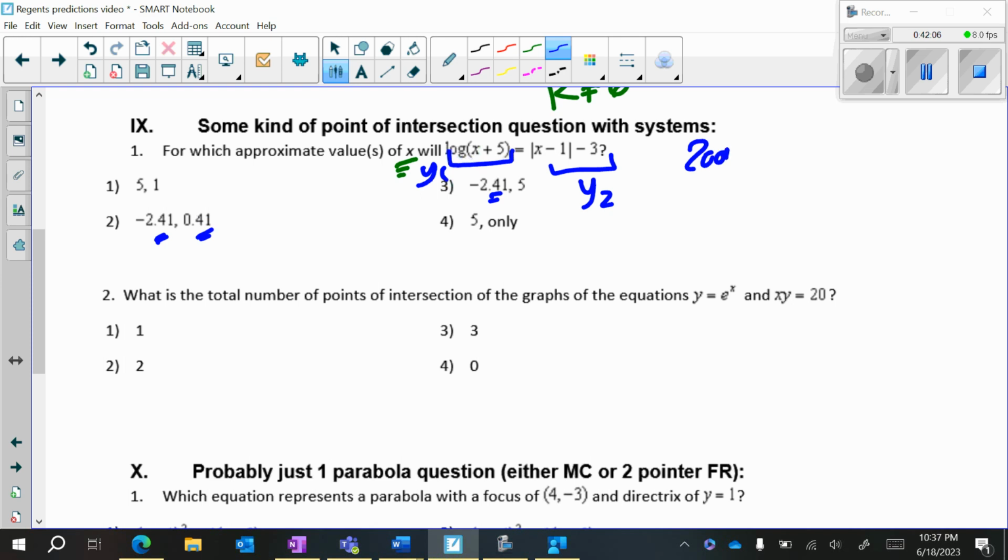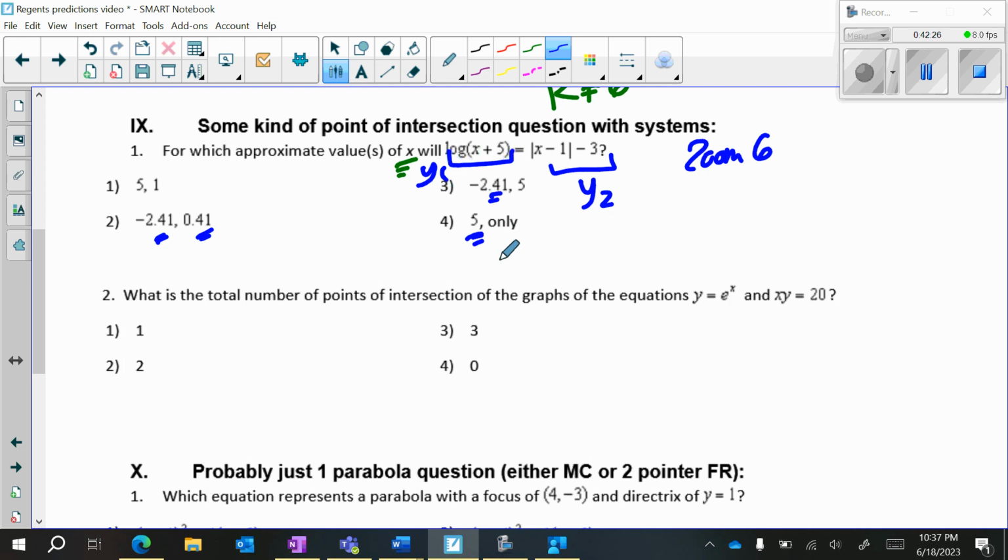So I always recommend that you do zoom 6 to start, and then just play around with your window to try to find the intersection points. I know some people use zoom fit. I just use common sense, but if you see one intersection, you're going to go down to the only answer with one intersection, which is choice 4.